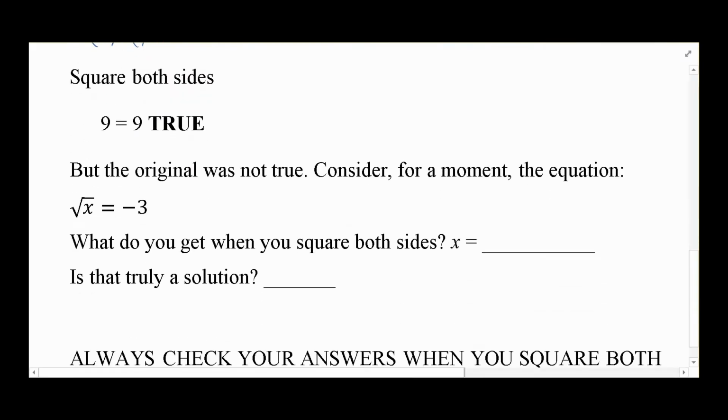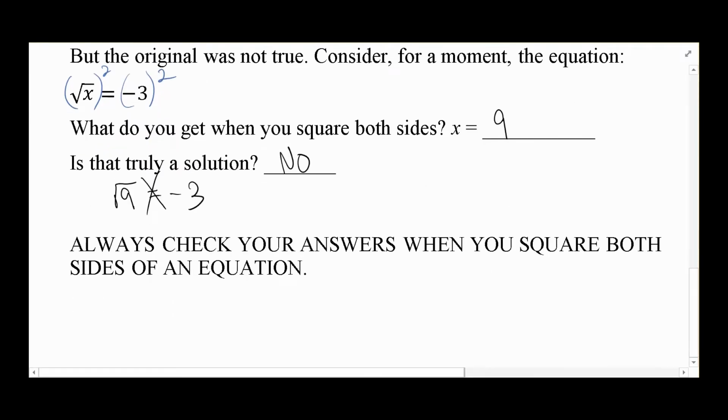So in terms of solving an algebraic equation, if I did that with square root of x equals negative 3, and I squared both sides, I would get x equals 9. Well, if I plugged this back in and asked, is it true that the square root of 9 equals negative 3? No, that's not true. So what does that mean for solving equations? What that means is if you square both sides, you must check your answer.